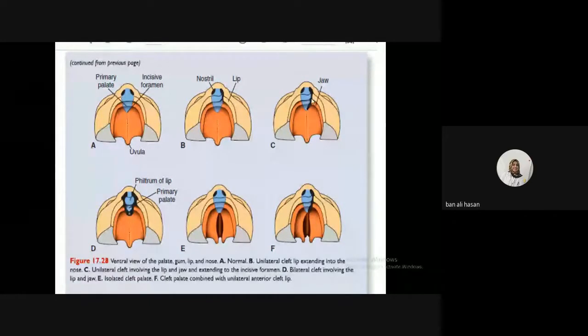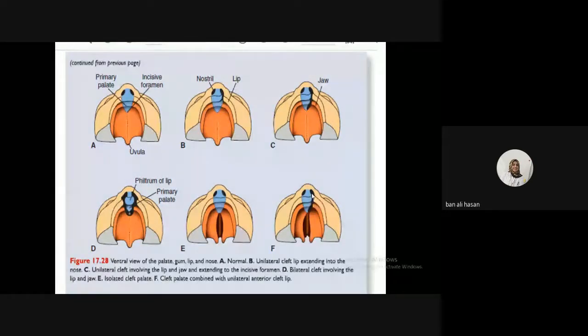Let's come to the third case. As you see, we have it on both sides. So we have a cleft on both sides, and you can say that it is a bilateral cleft. Why? Because it's on each side. This will involve the lip and jaw. Then in part E, you can see that there is a cleft palate. And in F, we have a cleft combined with a unilateral anterior cleft lip.